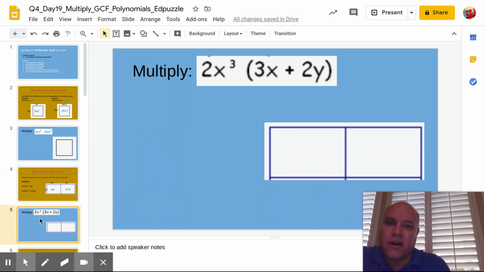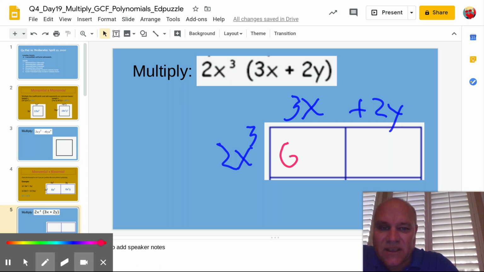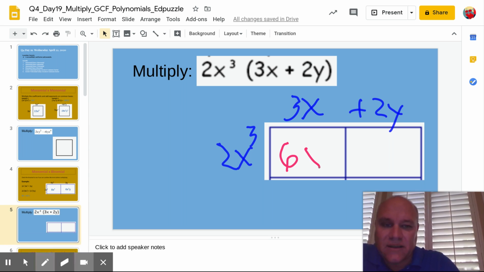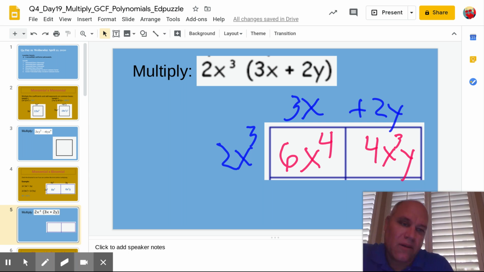2x to the third times 3x plus 2y. I set it up for you. Now I want you to do it and type in your answer. So 2x cubed times 3x, well, 2 times 3 is 6. x to the third times x is x to the fourth. And then 2x to the third times 2y, well, 2 times 2 gets us 4. So it's 4x to the third y. There's going to be your answer: 6x to the fourth plus 4x to the third y.